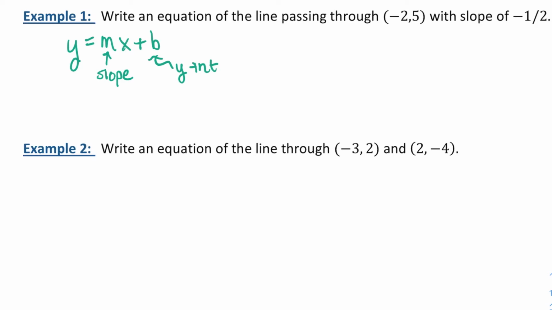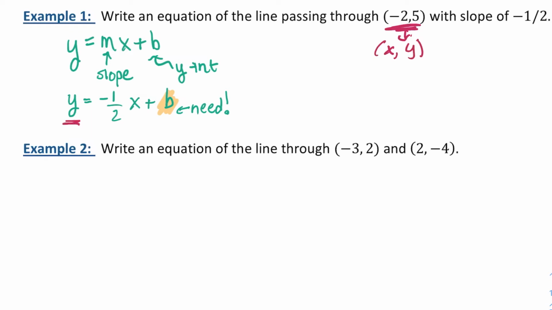So if I know the slope of my line is -1/2 on this one, I'm going to start by plugging that in. And then I'm still going to need to solve for my y-intercept. But I can use the point that I have, (-2, 5), to plug in an x and y value in my equation, and then I'll be able to solve for b.